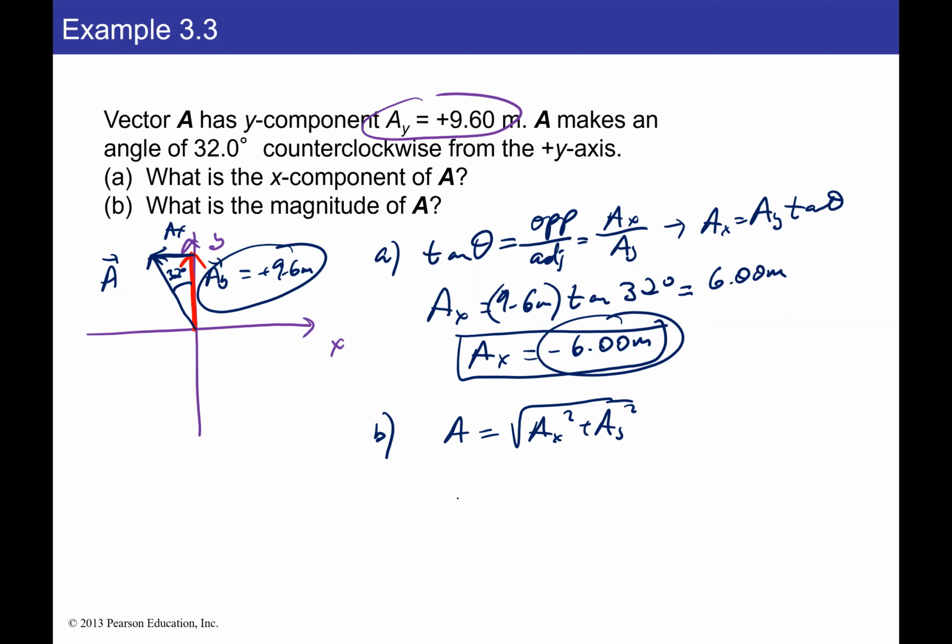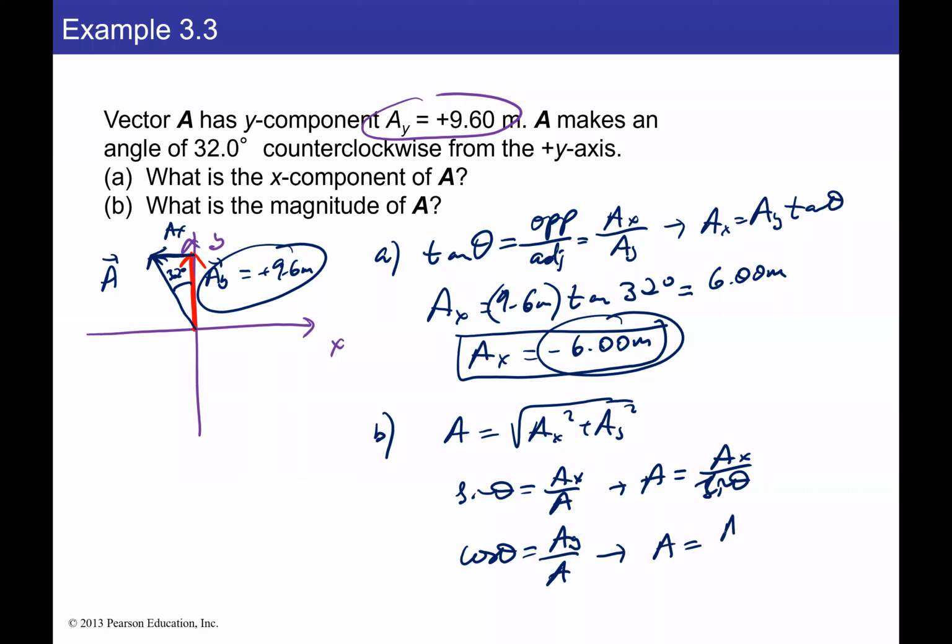But I can also do this. Remember, sine of theta is, in this case, actually AX over A. I can also say A is equal to AX over sine of theta. That also can give me the A. Also, cosine of theta is AY over A, again because AY here is adjacent to that triangle. Then A here is AY over cosine of theta.